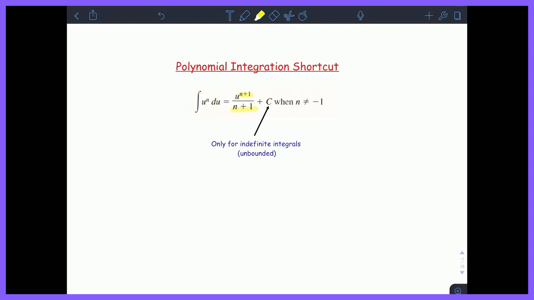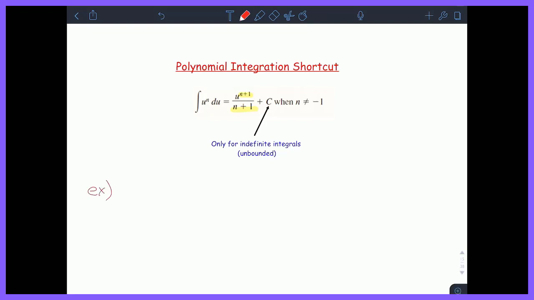If it's an indefinite integral, meaning an unbounded integral, you have to add the plus c, but that's only in chapter 6. I copied and pasted this from chapter 6, so you don't need to worry about the plus c for now. I just wanted you all to make sure you had this. Let me just show you a quick example of what it looks like.